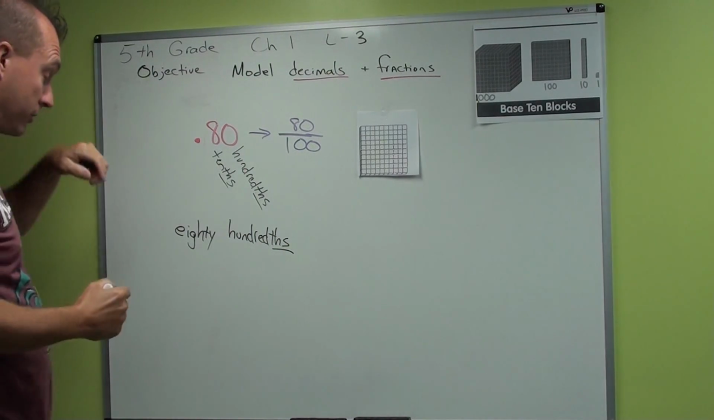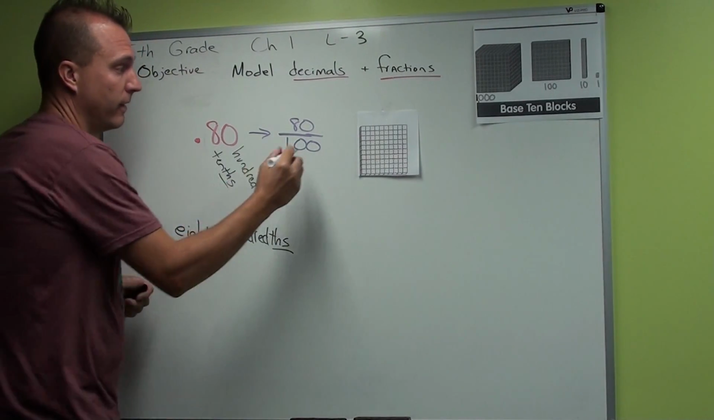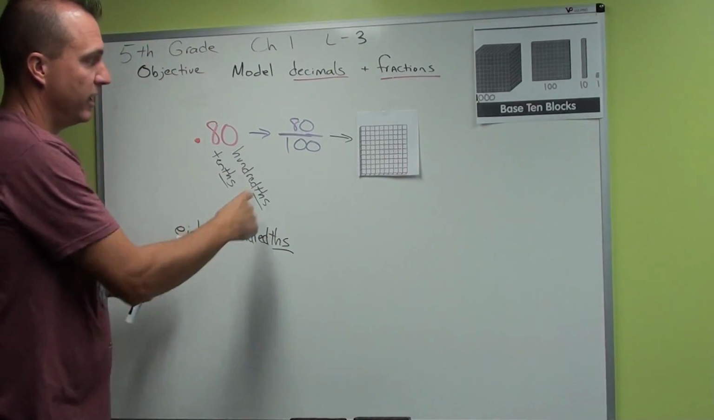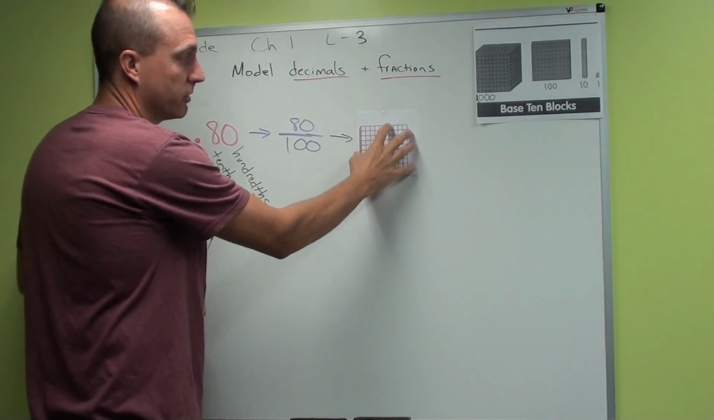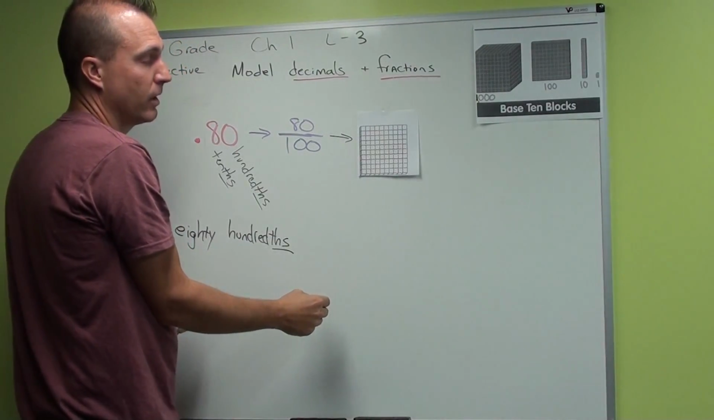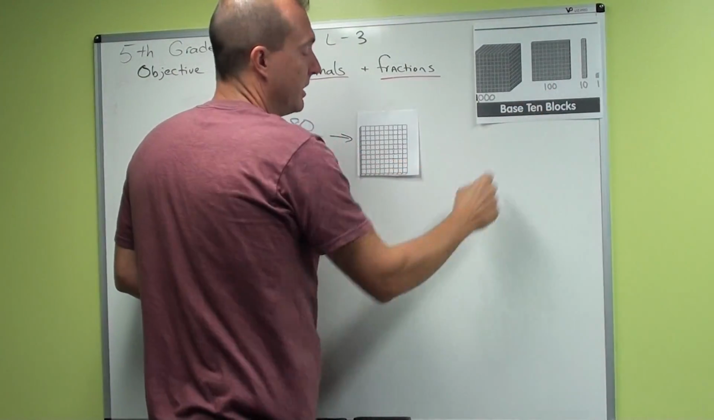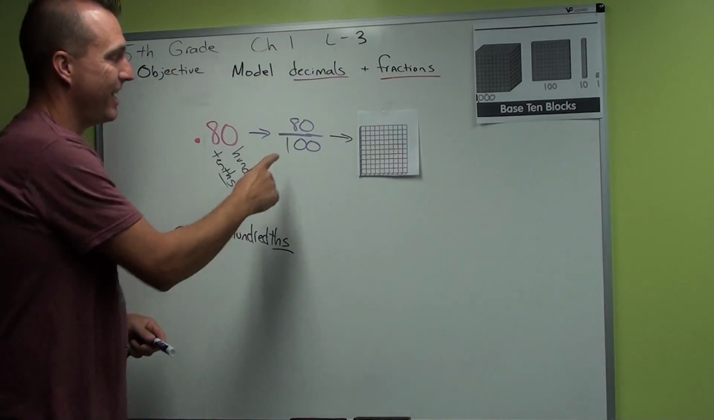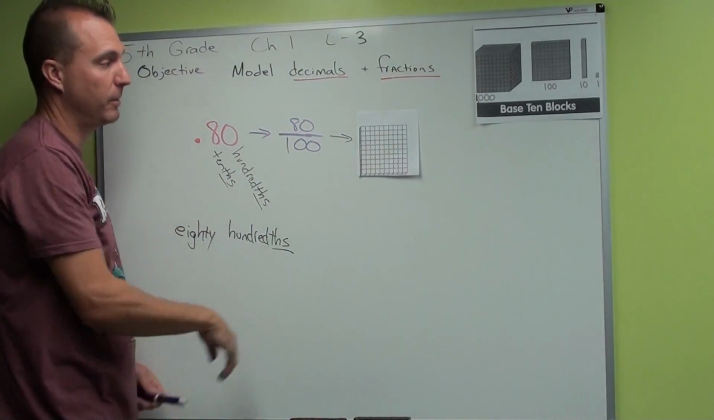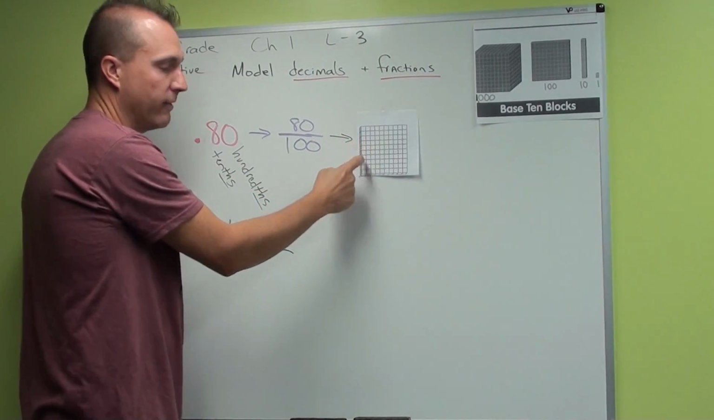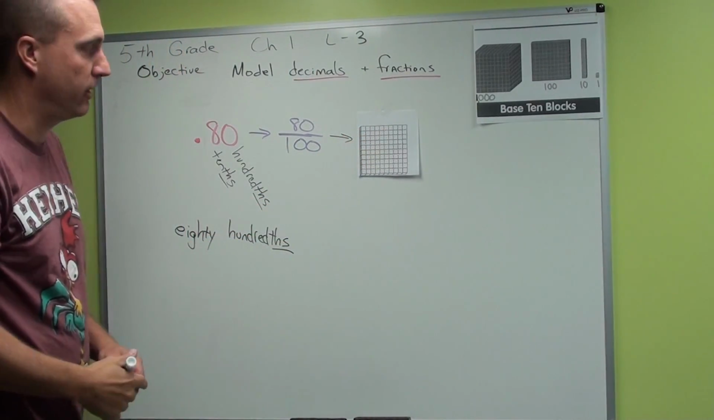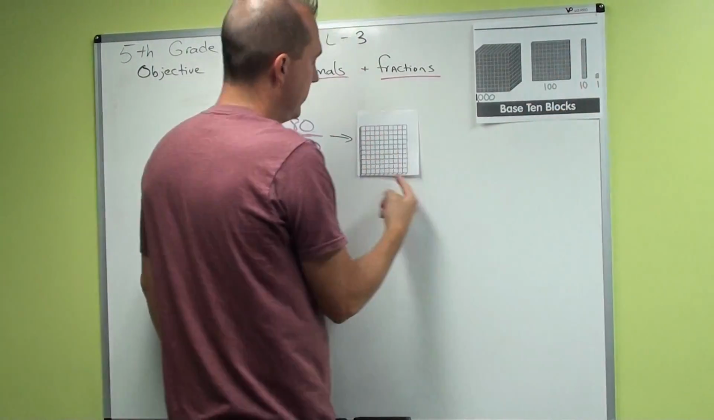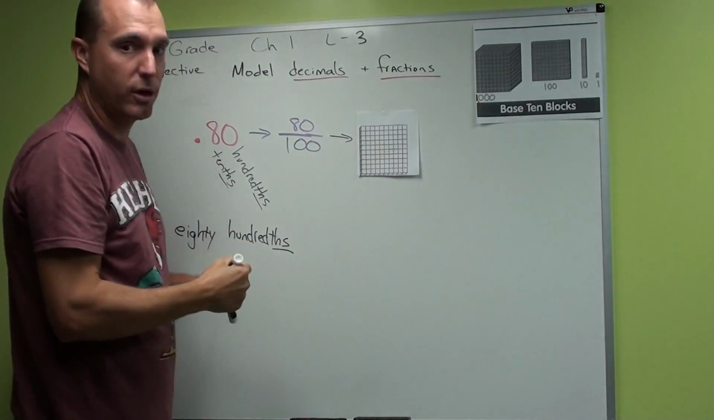Okay, so now we have to get to our model. That's our picture. So it's out of 100. Here's 100. Here's our 100, base 10 block. Okay? So now we have to fill in 80 of them. Now I'm not going to count 1, 2, 3, 4, 5, 80. No way. I'm never going to do that. I know that there are 10 in a stick. 10 in a stick. So I'm going to go like this.